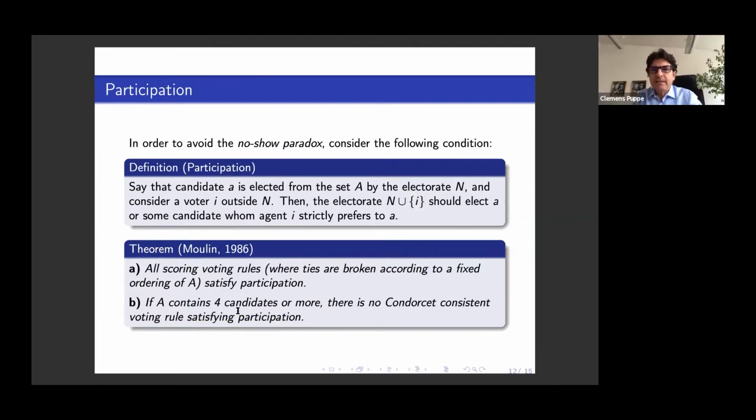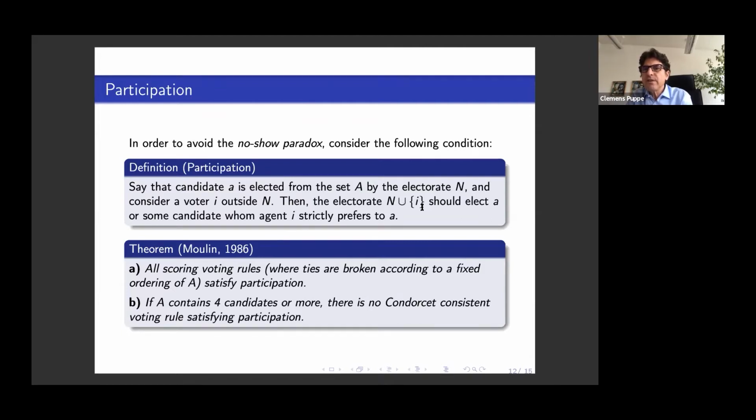It is closely related, but it's not exactly the same, right? If you wish, you could formulate the following condition that is on the intersection of both conditions. If A is the most preferred candidate of voter I, and N elects A, and A is also the most preferred candidate of voter I, then if I joins N, A should be again the winner, okay? So this is a bit weaker than participation, yeah?